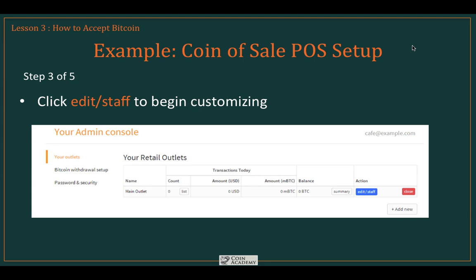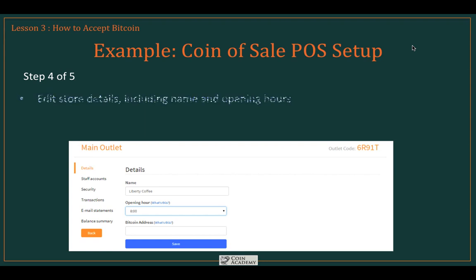So what we need to do is go ahead and customize this so we can set it up for our business. So you would click that blue button that says Edit/Staff. So this is the link for editing the store and managing your staff. This is what you'll get then. You will get a screen that has multiple tabs on the left-hand side. Those tabs: details, staff accounts, security, etc.